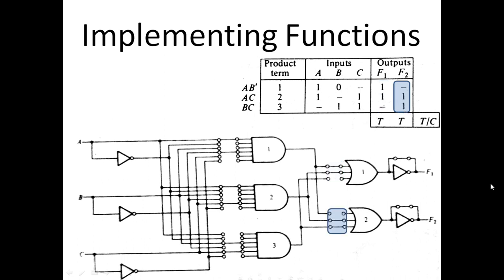Similarly, for the other group of fuses, from product term 1 it is a dash, so break the connection to F2. Keep the connection for product terms 2 and 3. For product terms 2 and 3, keep the connection. From product term 3, keep the connection. So we have just programmed the second set of fuses.